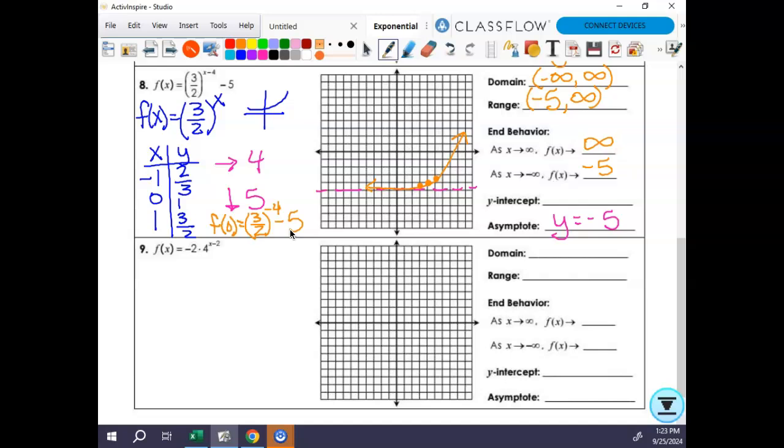Now, I'm going to make you do this because I want you to think through it. Would you get a calculator for something like this? Yes, but let's talk about exponents and why we shouldn't be terrified of doing this stuff without one. This negative part of that 4, what's it going to do to that 3/2? Flip it. Very good. So this is really 2/3 to the 4th power minus 5. Do you agree that that's the same thing?